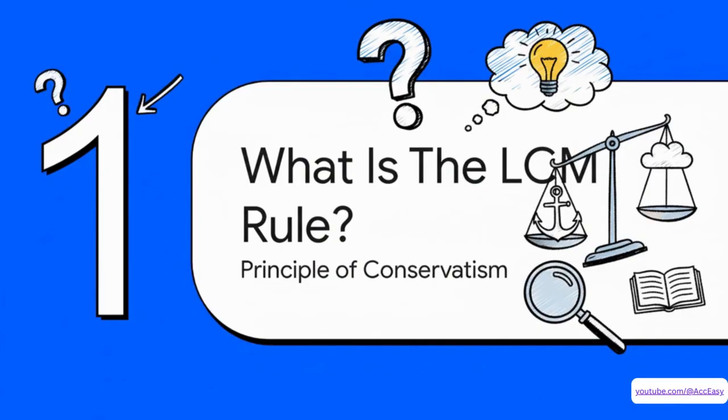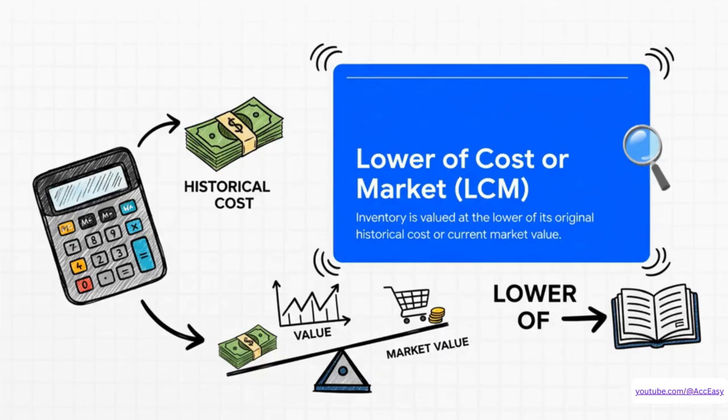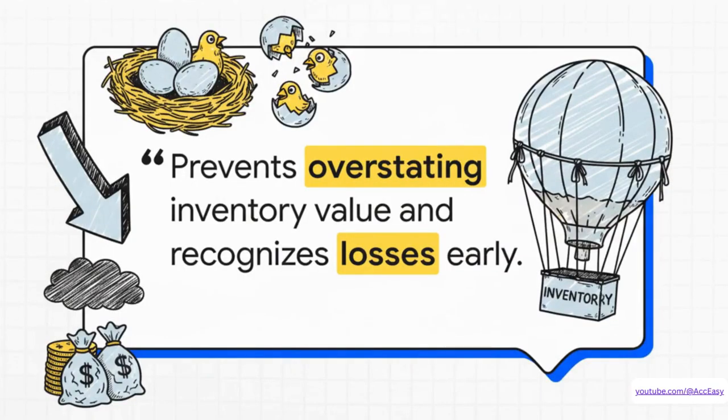Let's get into it. At its core, the rule is actually pretty straightforward. You look at your inventory and you find two numbers. First, what you originally paid for it, that's what accountants call the historical cost. Second, what it's worth right now, that's the market value. The rule says your books have to show whichever of those two numbers is lower. Simple as that.